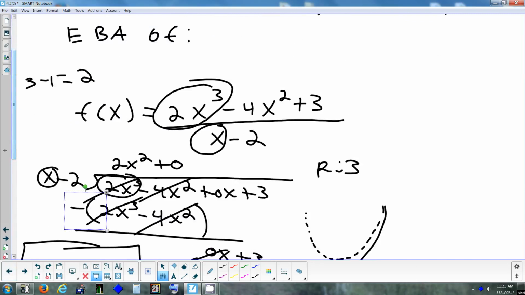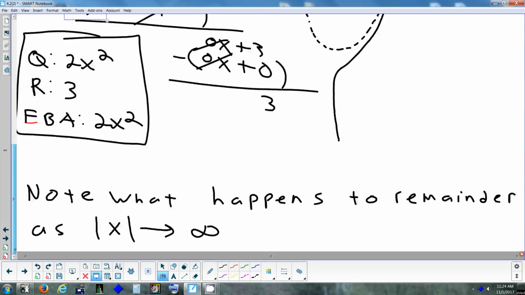It's not just if they get bigger, because if the top was a degree 5 and the bottom was a degree 3, that's not bad. Degree 5, degree 3, that's a difference of 2. So that's what you look at to see how bad the EBA is going to be. What's the difference in the degrees?